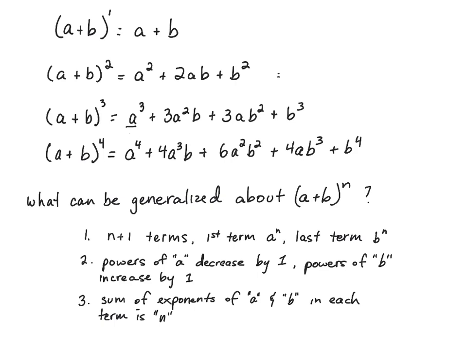So that addresses what's happening with the variables a and b. What hasn't been addressed are the coefficients of each term. For example, (a + b) to the third power, we have a coefficient of 1, then a coefficient of 3, and then a coefficient of 3, and then a coefficient of 1. With (a + b) to the fourth power, we have a coefficient of 1, a coefficient of 4, then 6, then 4, and then 1.